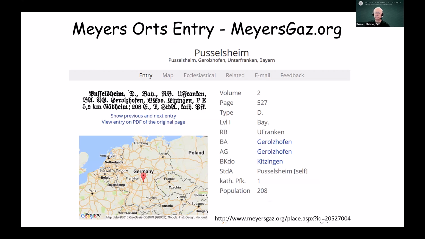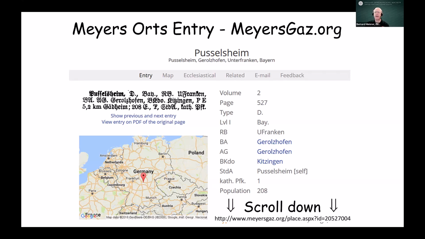Meyers Gazetteer was published in 1912, and it used that old German script for the printing, plus some special abbreviations and symbols as well. And I used to do a whole seminar on that. And now you don't need to do that anymore. It shows you the map and gives you some basic information.